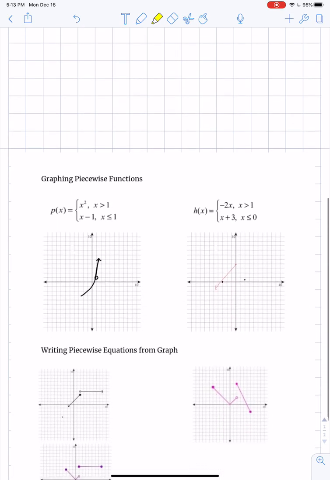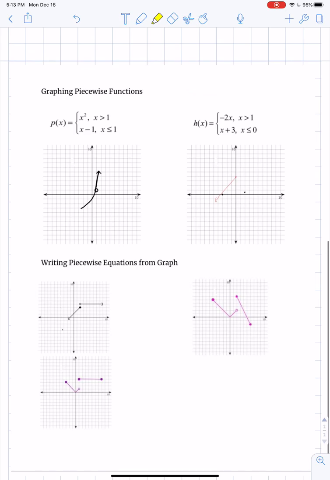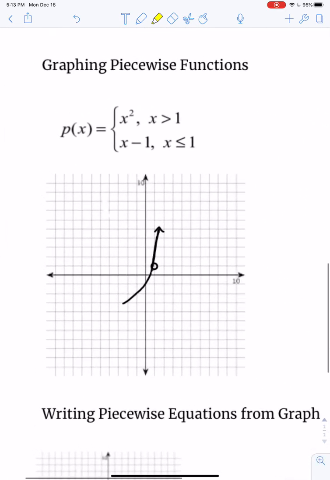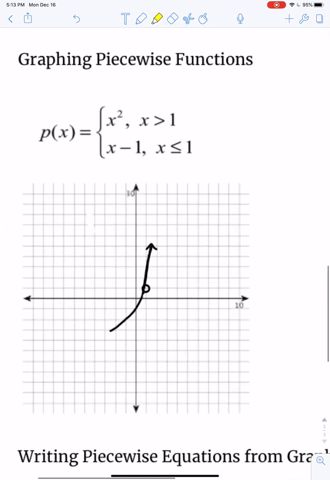So the same thing works for the piecewise function graphs. Let's look at the first one. We have p of x, and we have two different functions. The first function is x squared, the quadratic function. The second function is x minus 1, which is a linear function.